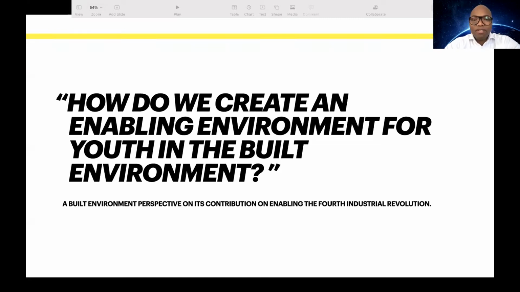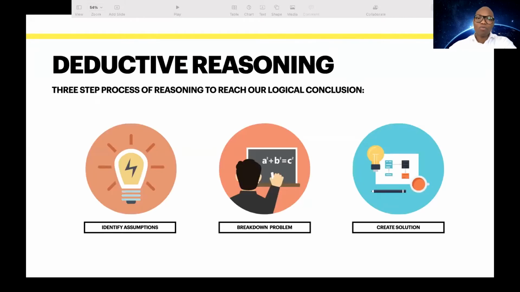And I'll attempt to give a perspective from the built environment. And how we're going to do that, we're going to use deductive reasoning. So using a type of first principles, a framework of thinking. And I've sort of crunched it into three main bullets of questions for us to come to a more constructive answer to the initial question.